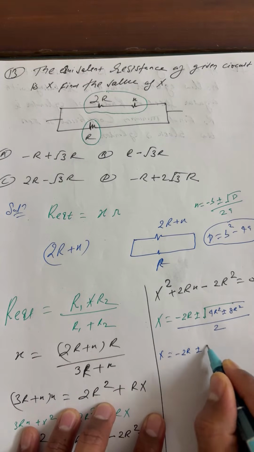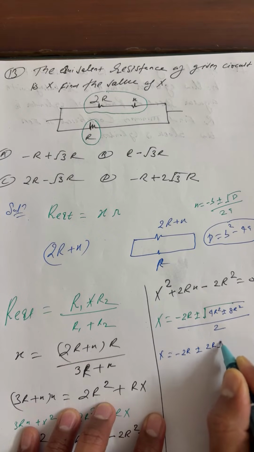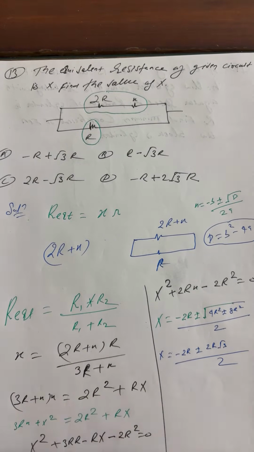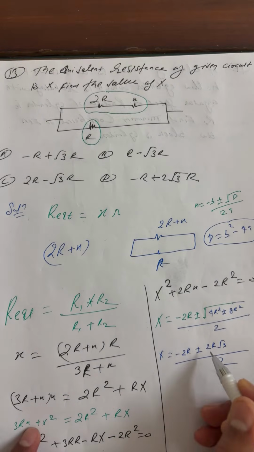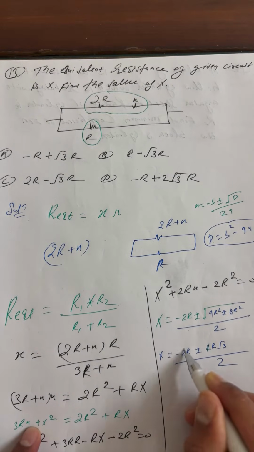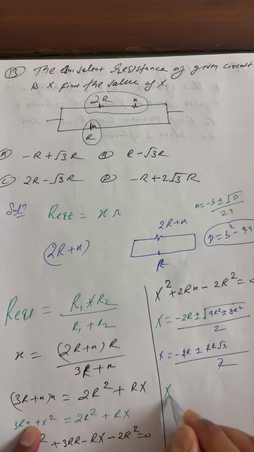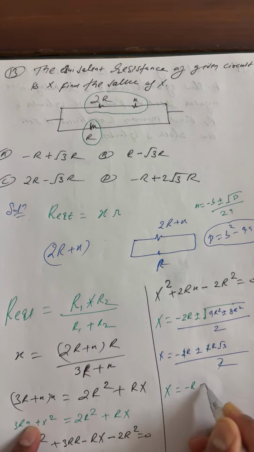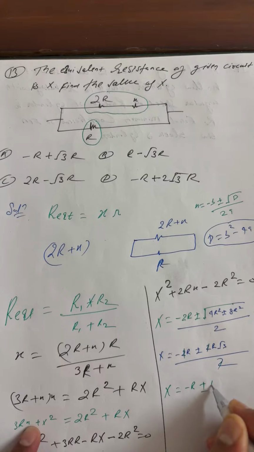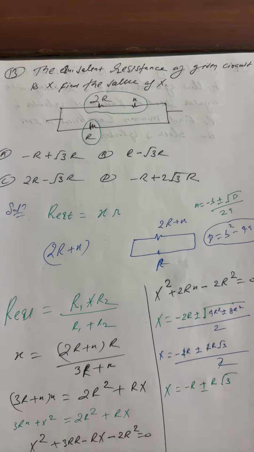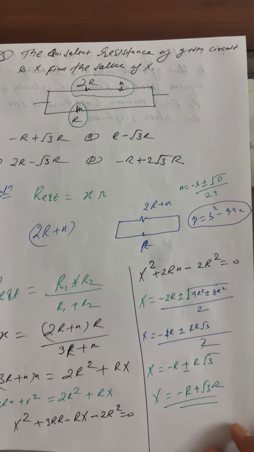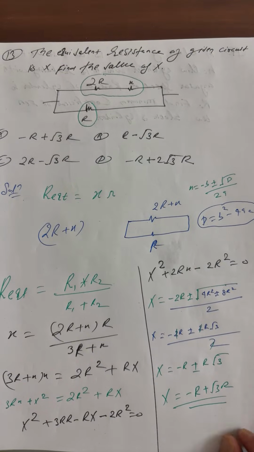This is 12 now, beta. So what you can say? 2R root 3 by 2. Students, you can take common 2 from the numerator. These two cancel. So X, what you can write? Minus R plus minus R root 3. You can't take minus, beta, right? You can always take plus. So what is the answer? Minus R plus root 3R. Minus R plus root 3R, beta. This is the answer for this question.